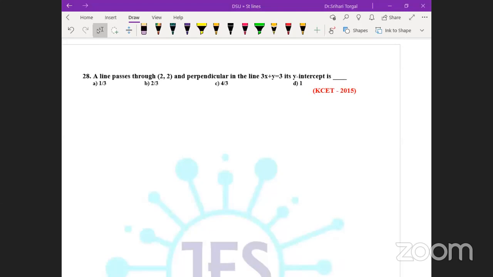Sir, how to find for parallel, sir? Where we have to put the values x and y? For the same thing, you just have to put them in x and y.